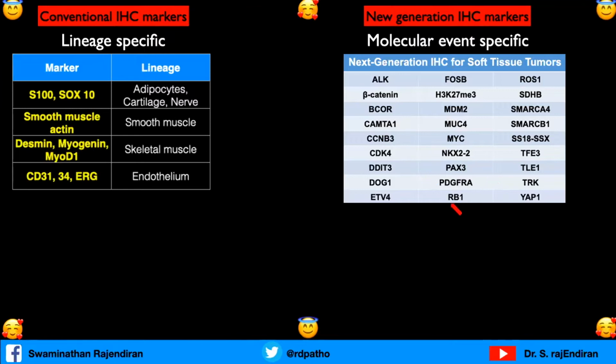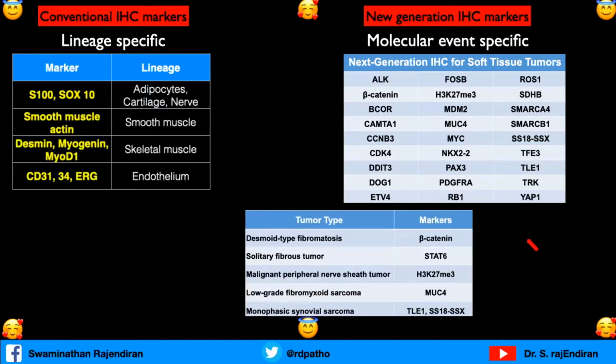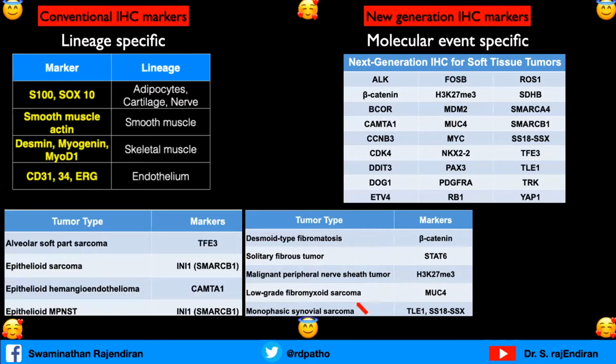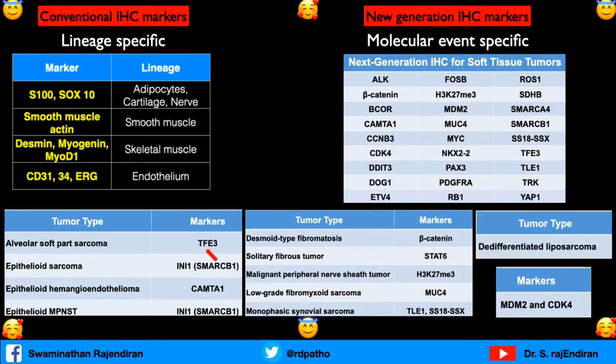Don't worry about them. We will see pictures of all these things. Don't try to memorize them. You can divide this table into markers used by pattern. Remember the 6 patterns we talked about. For example, fascicular pattern tumors: desmoid, beta-catenin; solitary fibrous tumors, STAT6; low-grade fibromyxoid sarcoma, MUC4. Epithelioid pattern: alveolar soft part sarcoma, TFE3. Adipose tissue: dedifferentiated liposarcoma, where MDM2 or CD4 are positive. Take a picture of this.